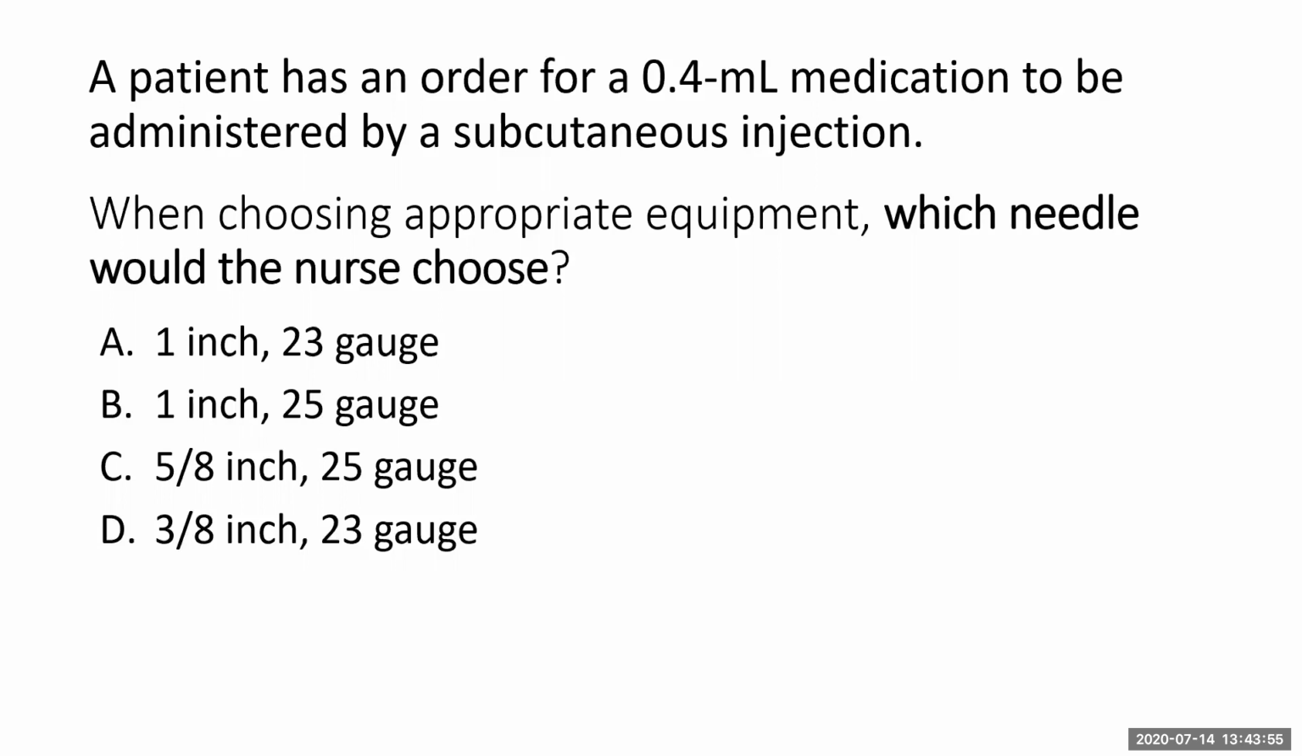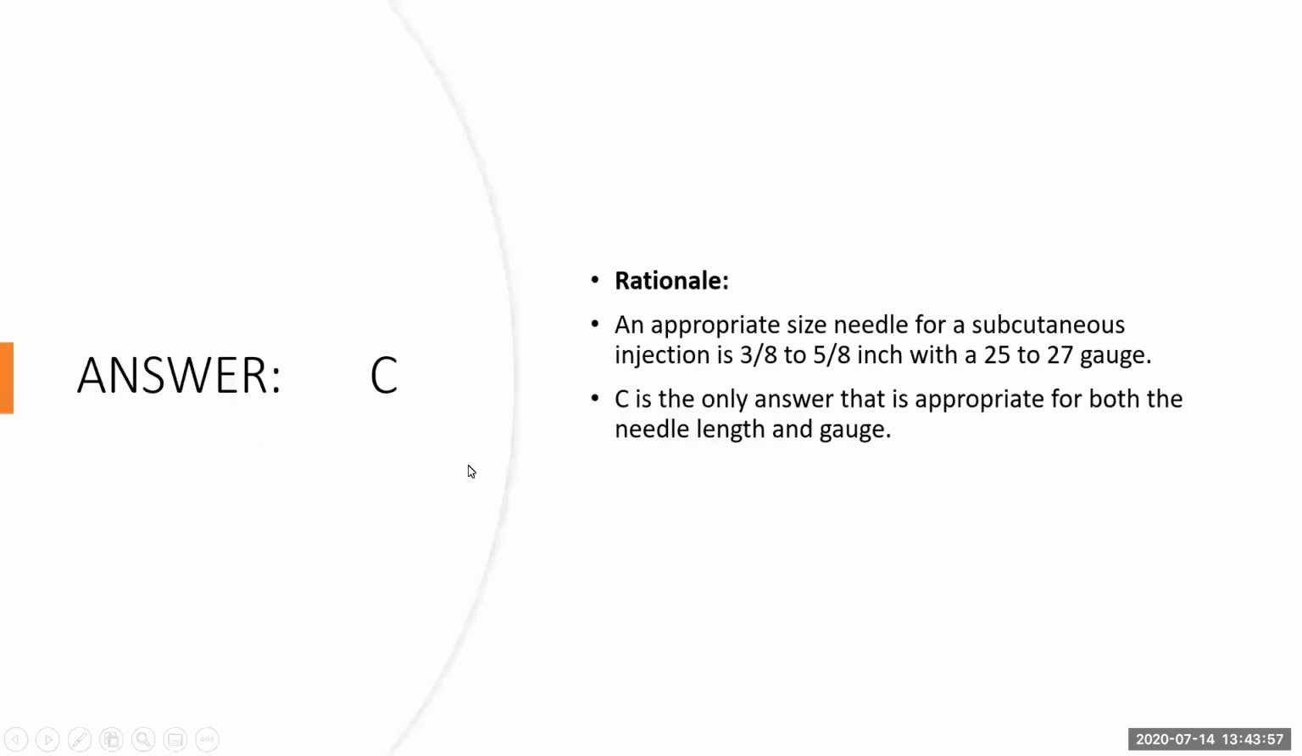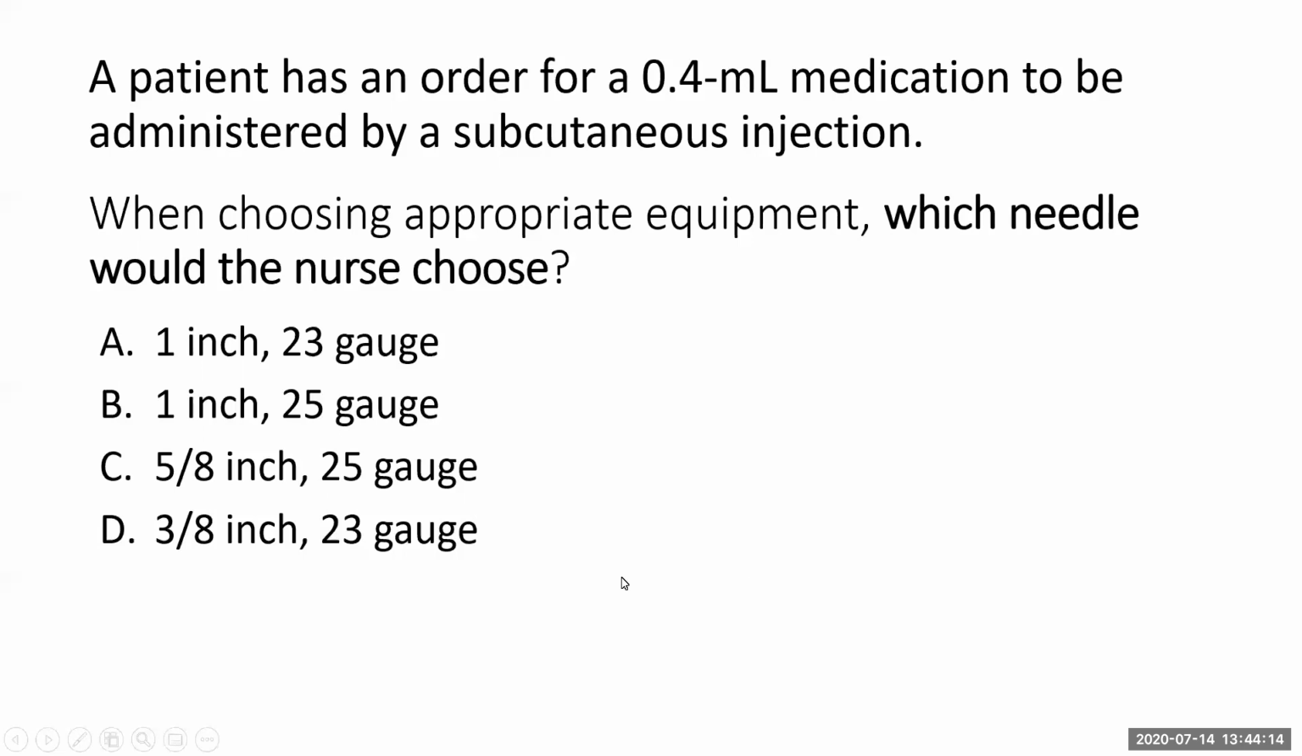Have you decided? Let's see if you were right. The answer is C. So an appropriate size needle for a sub-Q injection is 3/8 to 5/8 with a 25 to 27 gauge. C is the only answer that is appropriate for both the length and gauge. Let's look back. So 1 inch, yes, you could give a sub-Q injection with a 1 inch. You just would not go in all the way. You couldn't go in a full inch because now you're giving an IM injection.